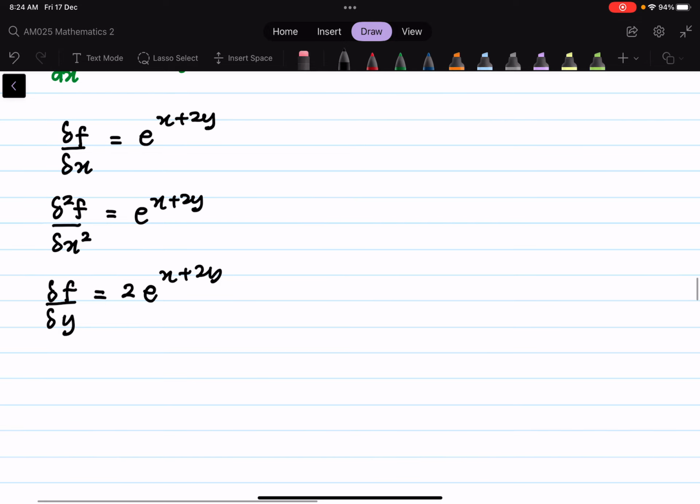Now let us differentiate our first order partial derivative with respect to y again, so we're going to have ∂²f/∂y². If we differentiate x plus 2y with respect to y, we're going to have 2 times 2, which is 4 e to the power x plus 2y.